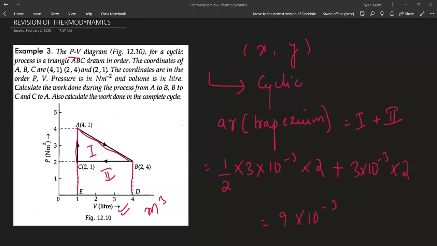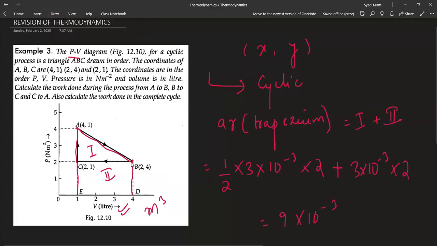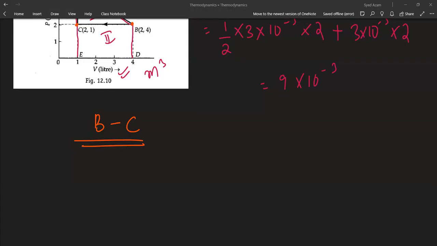Okay, so which part is this? This is A to B. A to B has totally been covered. Now coming to the next part, B to C. When we are just having B to C, what do we have to take? See, 3 into 10 to the power minus 3 into 2, the last part only.